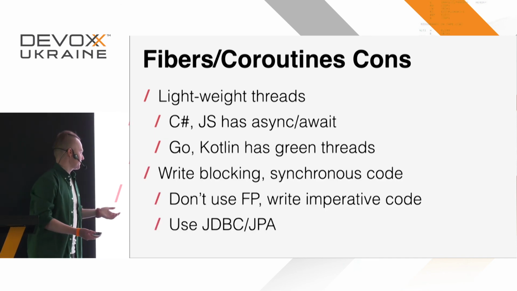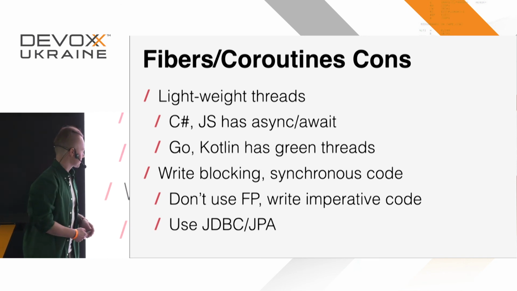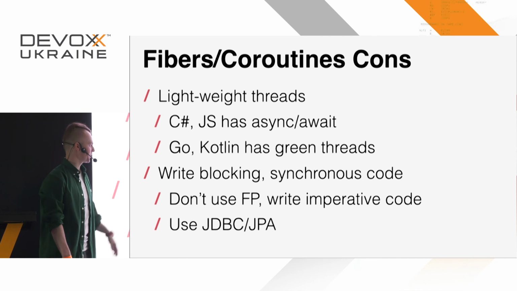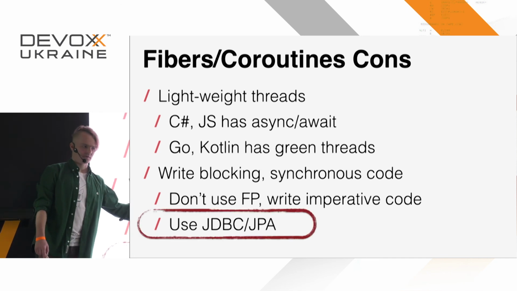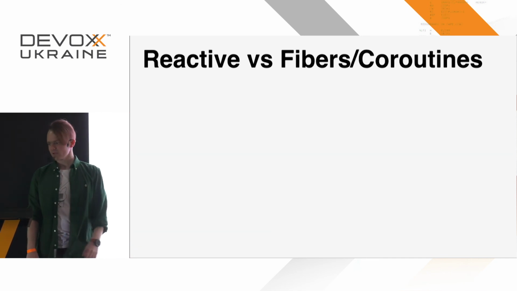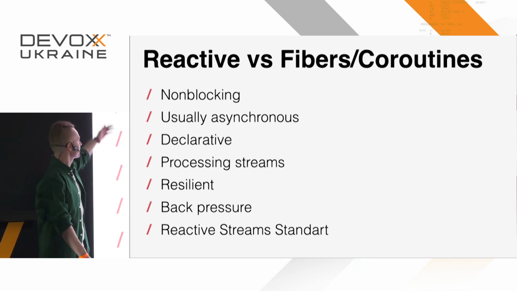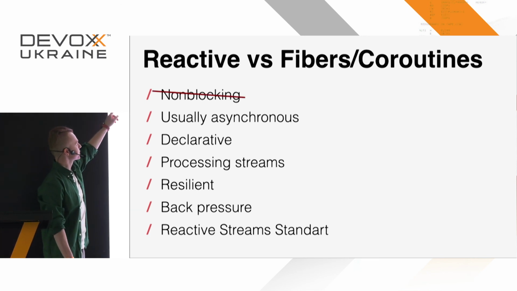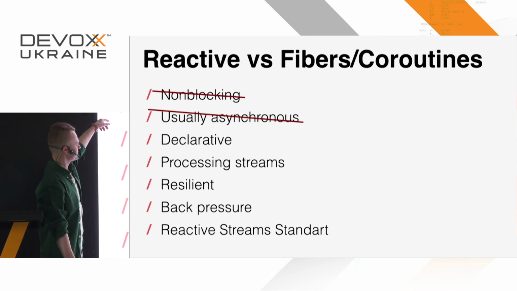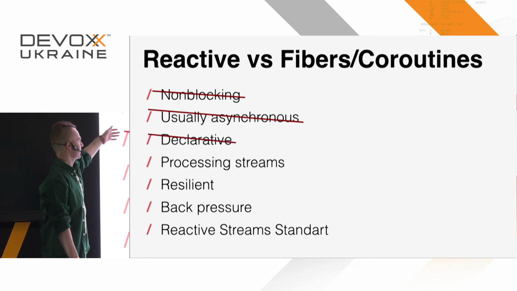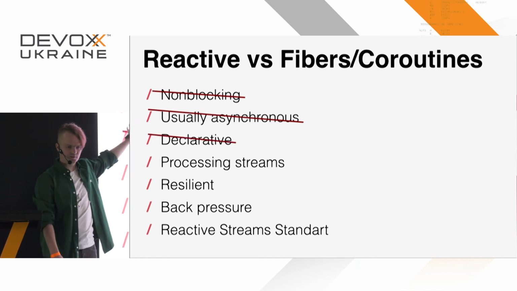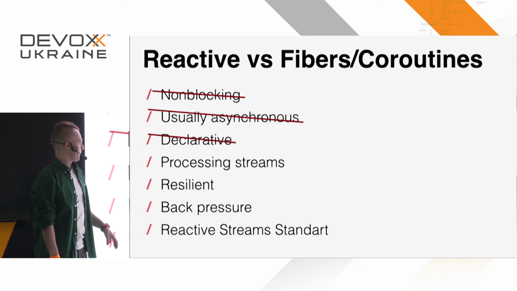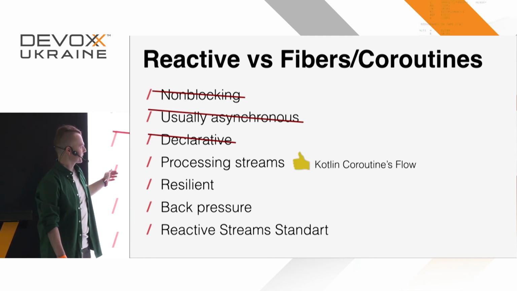And with that, we may write blocking, synchronous code, not care about functional programming, just write imperative code, and use old JDBC and JPA. However, this is what reactive programming brings. Fibers and coroutines remove the need for non-blocking, asynchronous, declarative communication, saying that this is new fancy stuff, but let's try to do it in the old way. However, it cannot cover stream processing.